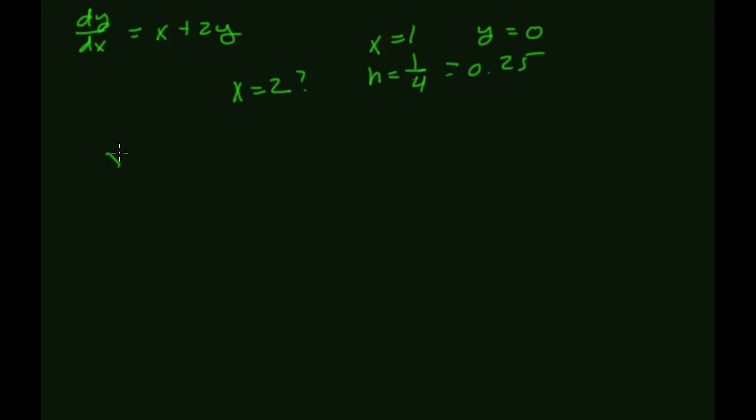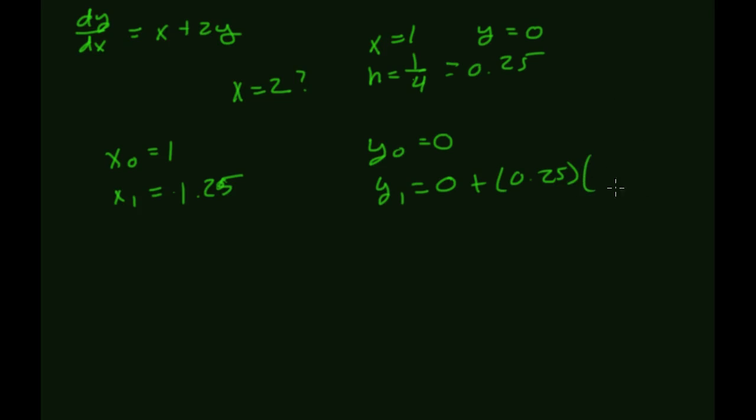So let's start here. The initial values are x0 is 1 and y0 is 0. The first step is 1/4 of the way to 2, so x1 is 1.25. y1 takes the previous y value plus the step size, 0.25, times the derivative at the previous point, which is 1 plus 2 times 0. That's 0 plus 0.25 times 1, which makes my new value 0.25.